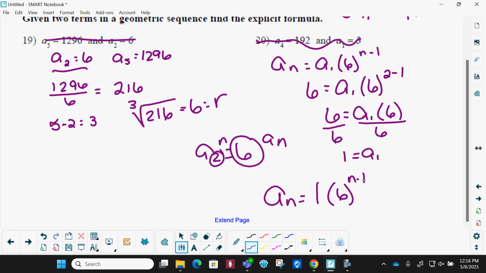Now, because the first number is a 1, and this is a multiple choice test, this is what the problem will probably look like. an equals that. You will not physically see the 1 there. Okay.